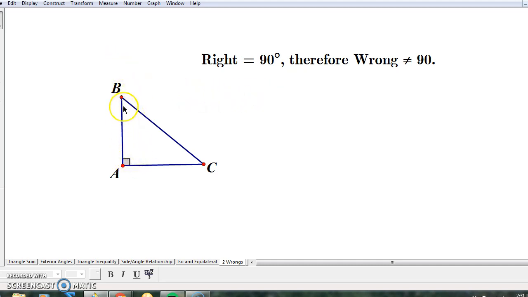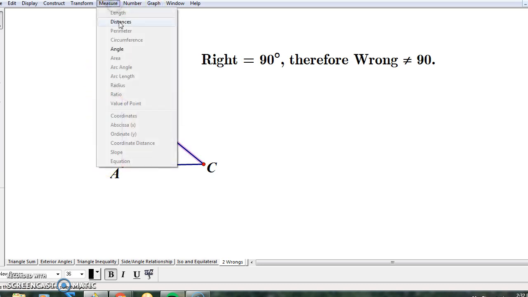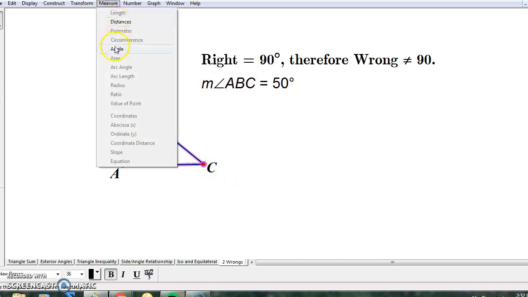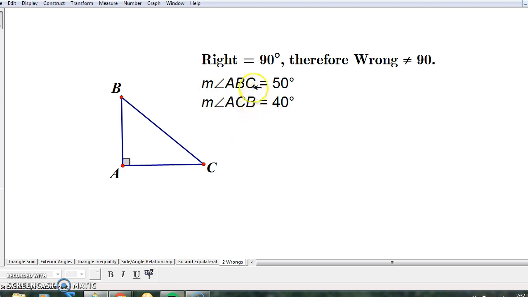In a triangle, we've already discussed that the sum of the three angles is 180. So if I take A, which is 90, out of that, that leaves us with 90. If I measure angle B, and then measure angle C, we see that the sum of those two angles is 90. Since A is a right angle, B and C must be wrong angles, but if you add the two wrong angles together, we get 90, which is a right angle. So therefore, two wrongs make a right.